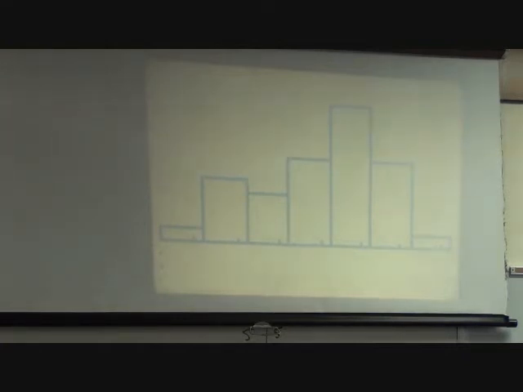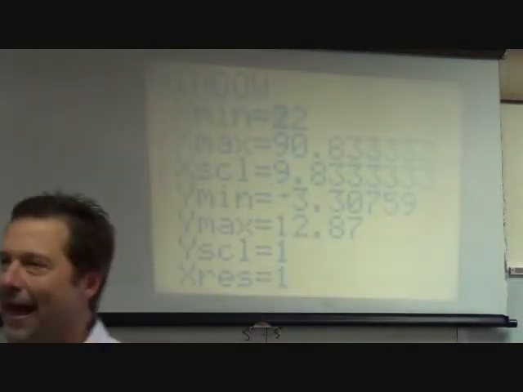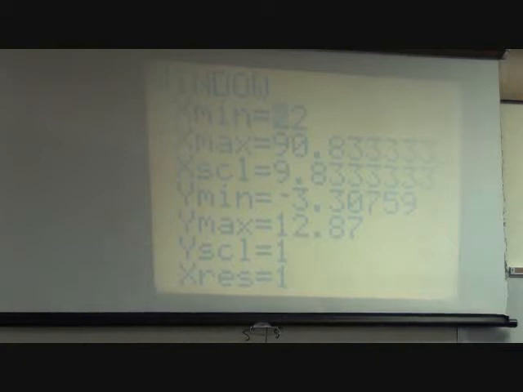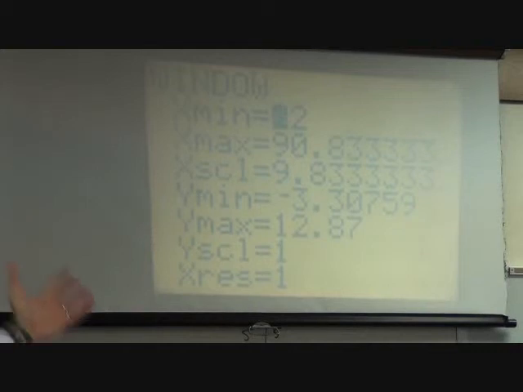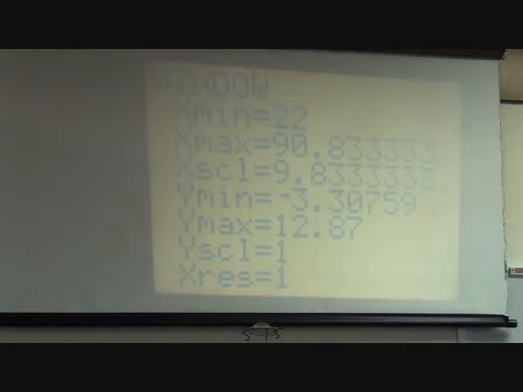If you want to see how the calculator set it up, go back to Window. That's how the calculator said was a better way to do it. It says, hey, we'll start at 22. We'll finish at 90, and we'll go basically by 9.8s. So if you want to just take a quick look at a picture and let the calculator do the work for you, it's fine. But I wouldn't want to go by 9.8s, plus it doesn't match grade. So you can either set it up yourself how exactly you want it to look, or you can let the calculator do it for you and start from there and work backwards. Okay.